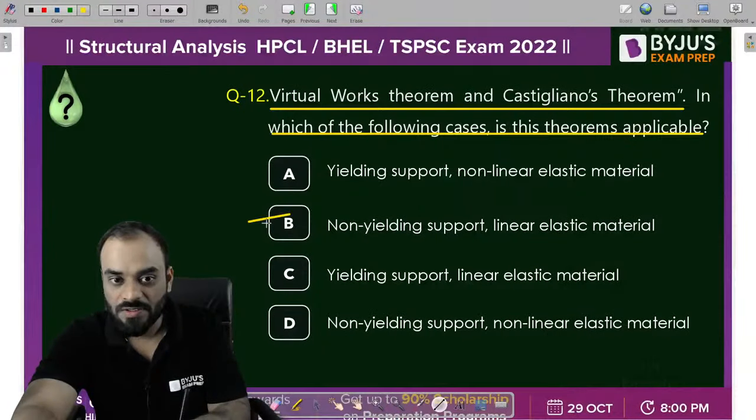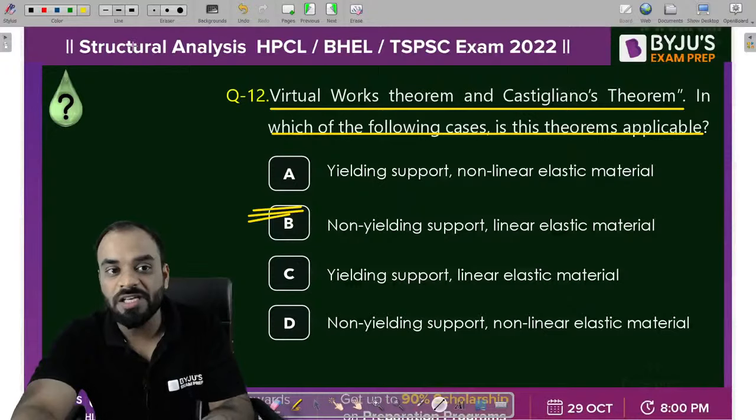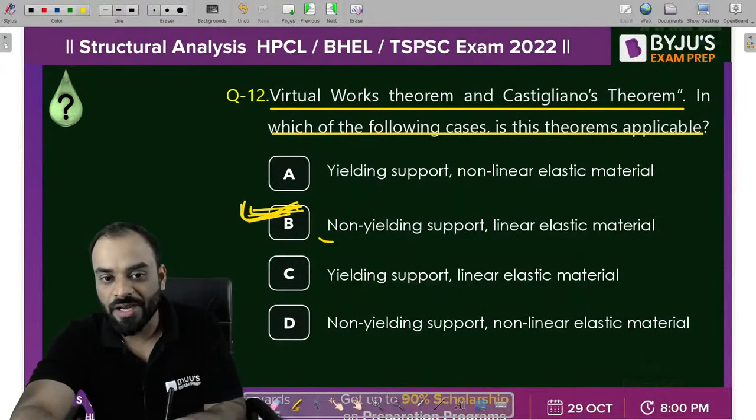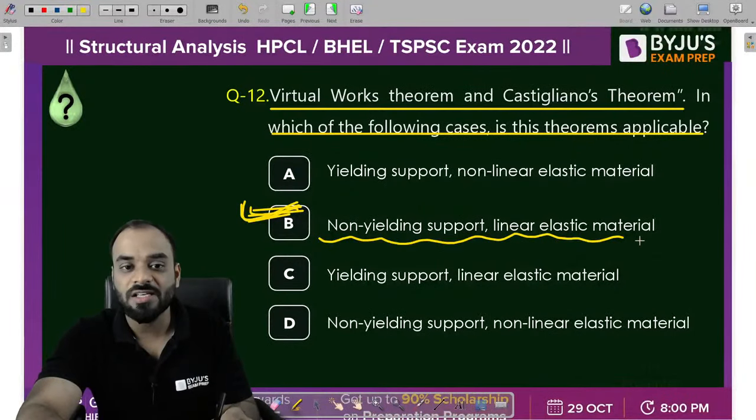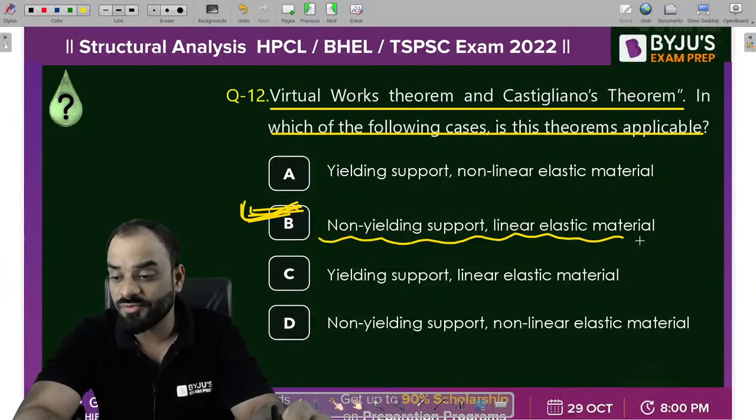The second thing is our material should be linear elastic in nature, right? That is the basic assumption of Hooke's law also. The member should be linear elastic in material. That's why, guys, B is the correct answer for the problem.